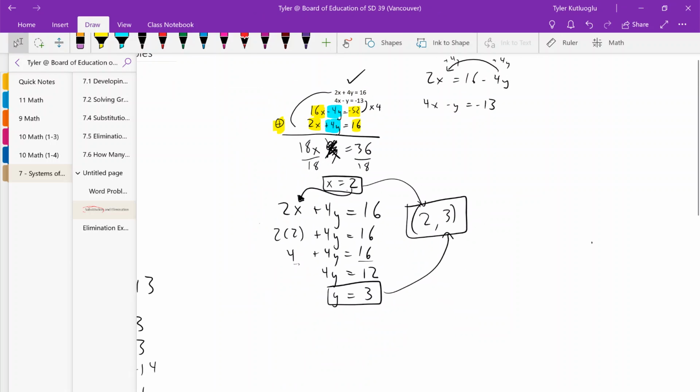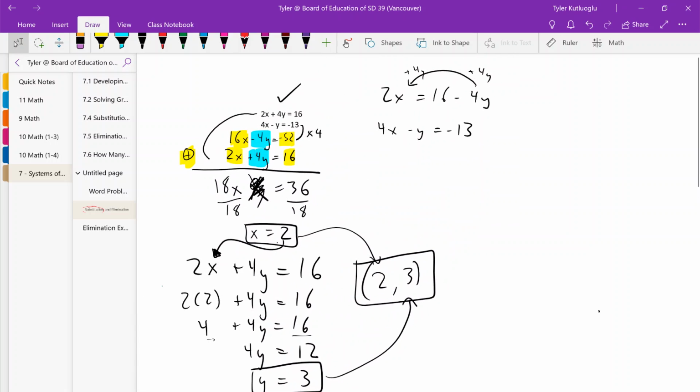Let's recap elimination one more time just so we can see it. First, we make sure that everything's lined up, the x's and the y's. If we have to move things over to do that, we can. In this question, they were already lined up: x, y, number. Great. Second thing we did was we had to multiply one of the equations to make it so that the numbers matched up, the coefficients in front of one of the variables. So we multiplied one of them.